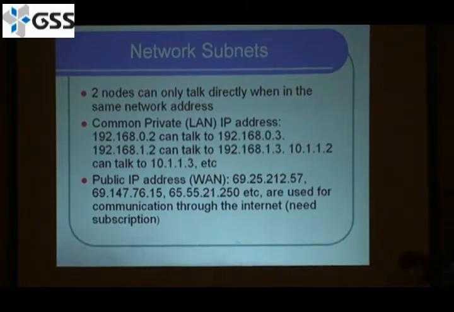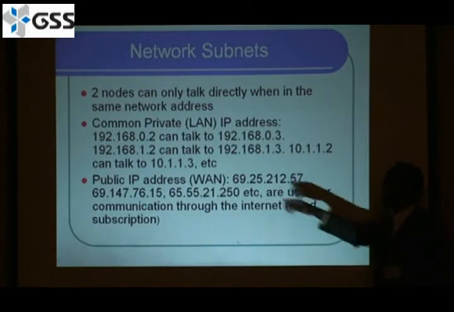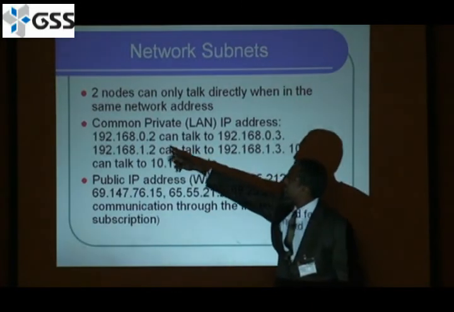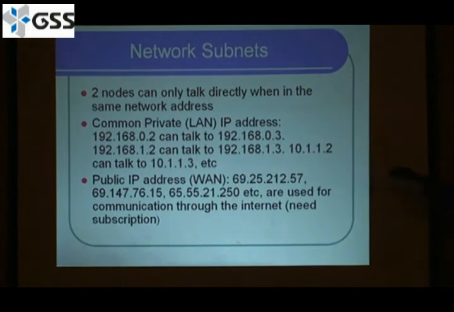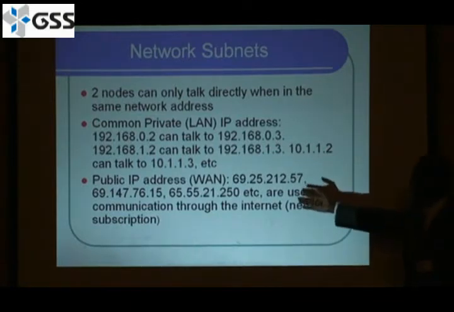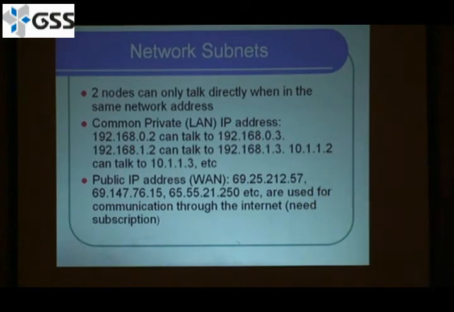So here, my router address is 192.168.0.1. That's why we have to adjust the IP address of the camera to match our network, either by using the software that comes with it, or using Internet Explorer. Public IP addresses and Internet IP addresses, we usually don't have much control over them because they need a subscription.